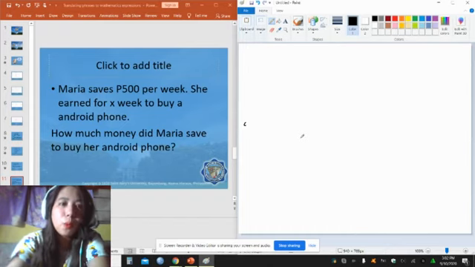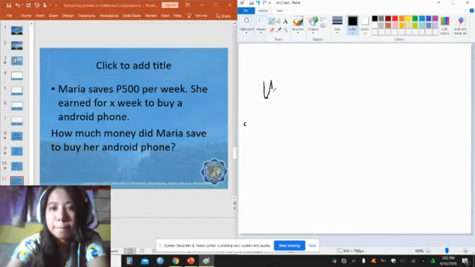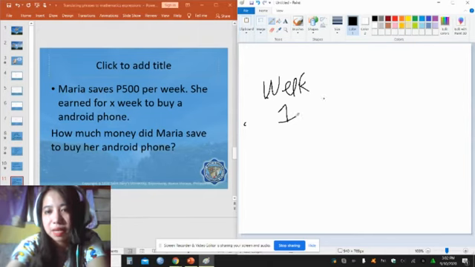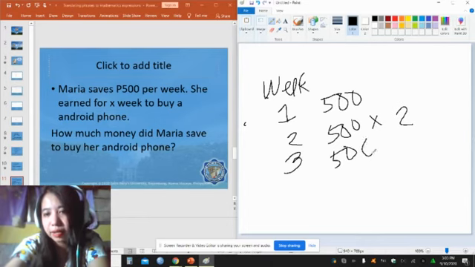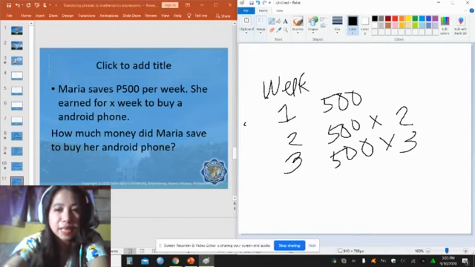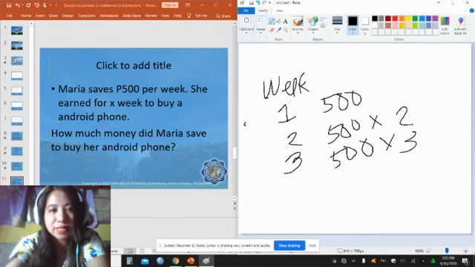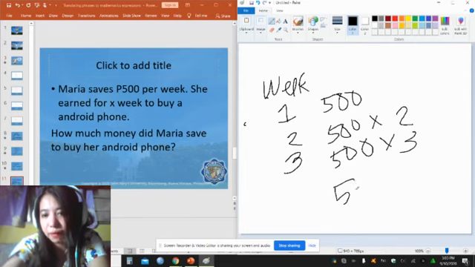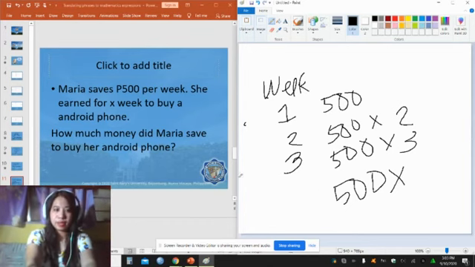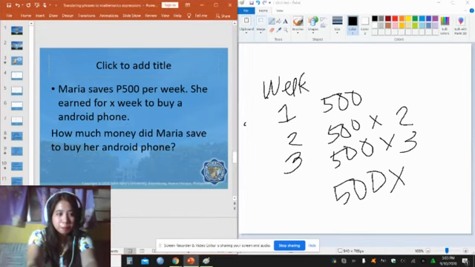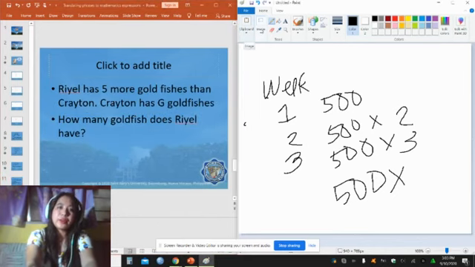for example, in week one, she saves 500. Week two, it is 500 times 2. Week 3, 500 times 3. Or this can actually be written: if X is the number of weeks, we have 500X. So the answer here is 500X.